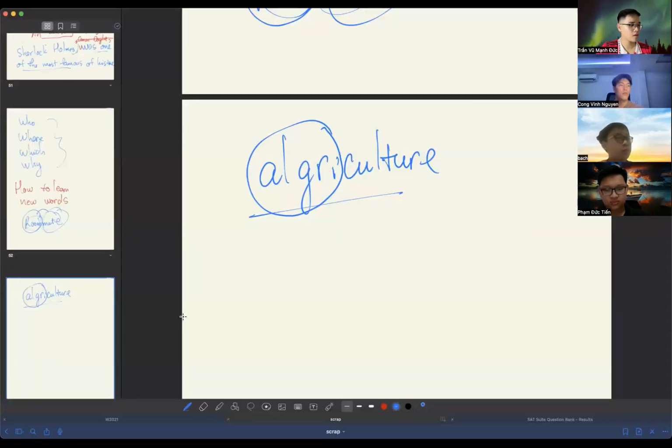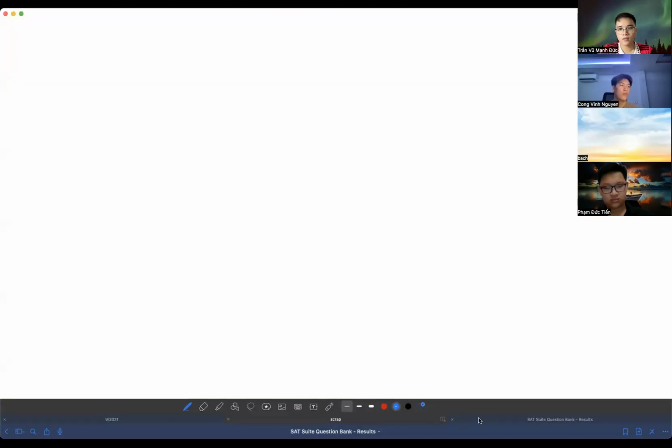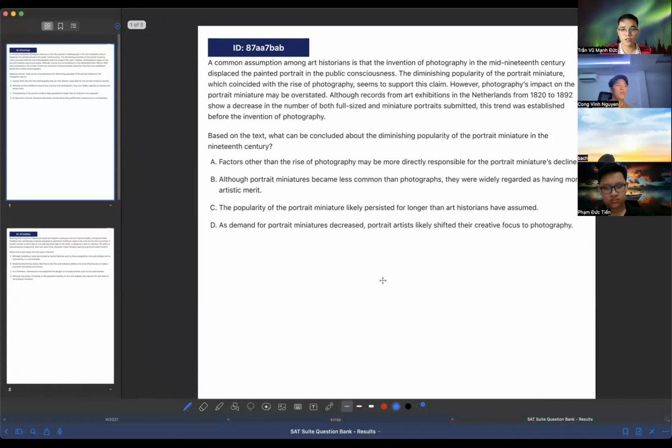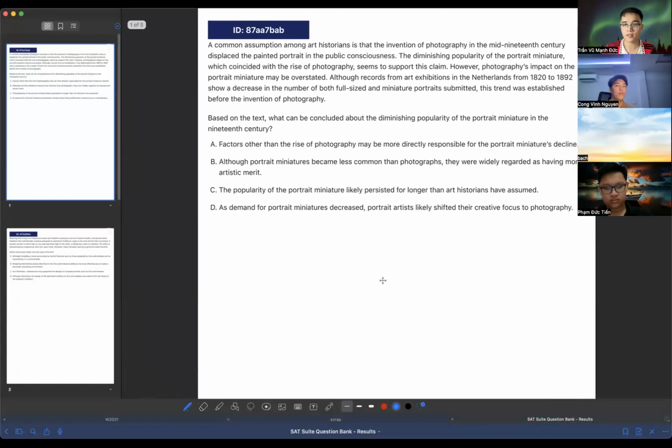Speaking of which, I'm going to move on to splitting question. What is splitting question, you may ask? It is separating the question into multiple pieces so that we can understand it more clearly, and then we can summarize it so we can read it a bit more quickly.